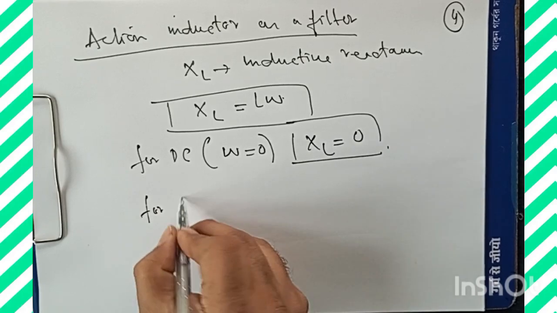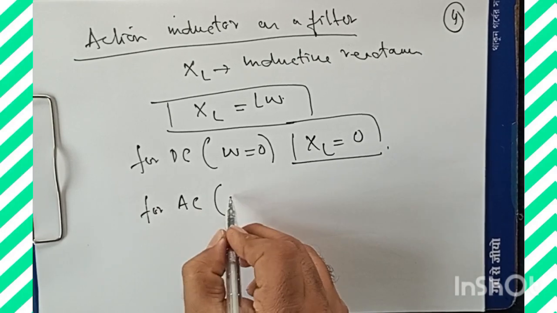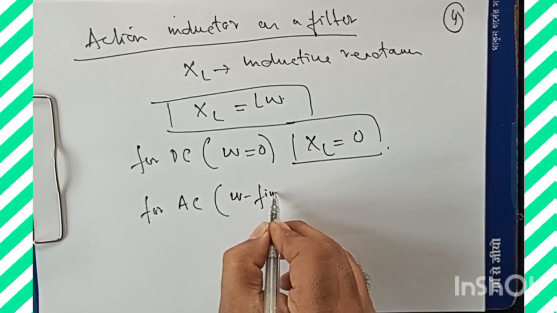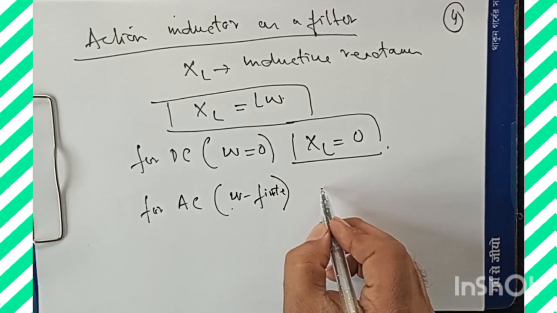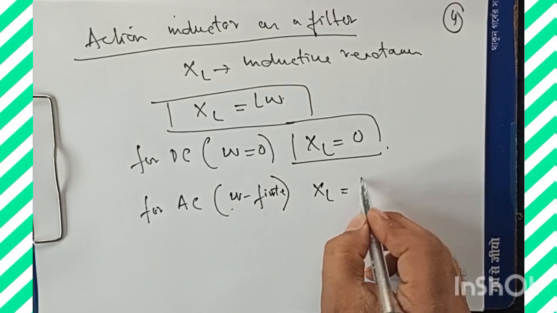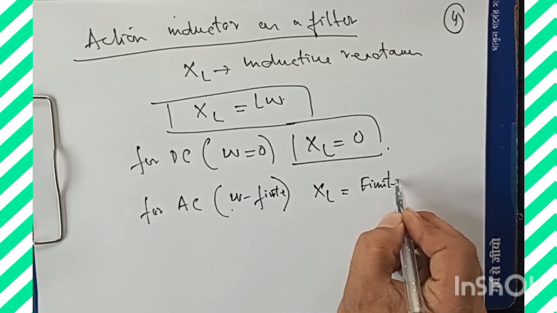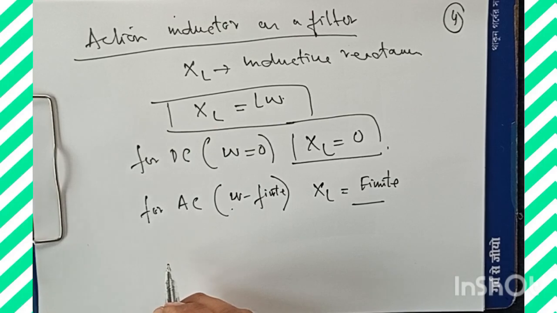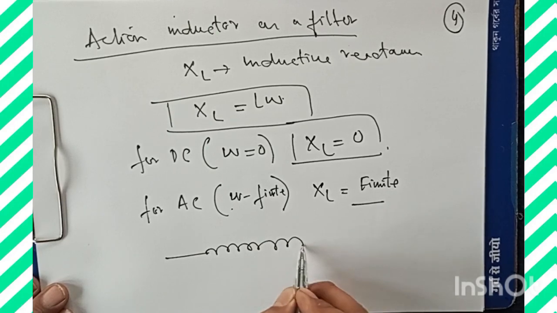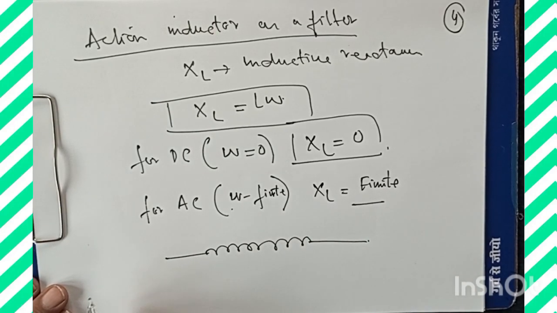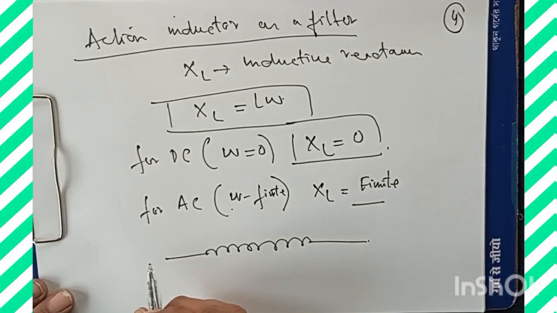Now for AC, if we use the same analysis, here omega is finite because it has a finite frequency. So if omega is finite, then XL here is finite. What does it mean? It means an inductance offers resistance, it offers impedance, it offers opposition to the flow of alternating current. And on the other hand, it does not at all offer any opposition to the flow of direct current.